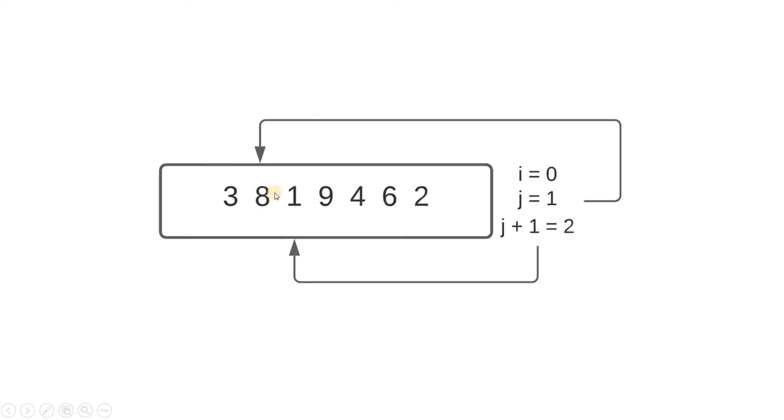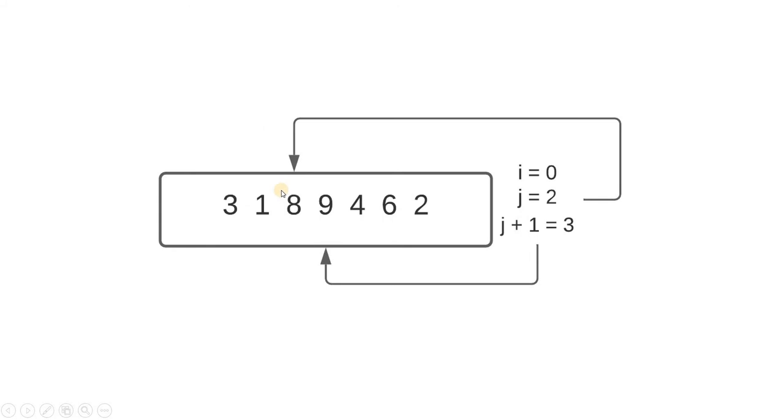Okay, so take a look over here, 8 and 1. So we swap them, so now it's 1 and 8. And then we proceeded onwards, all right? So now j is pointing to 8, and j plus 1 is pointing to 3. And 3 is the third index, all right? This is all indexing over here.